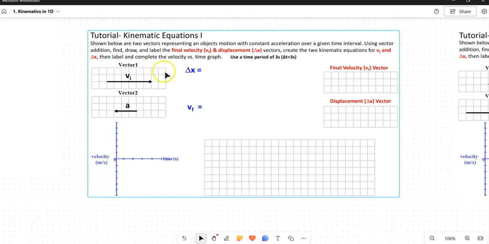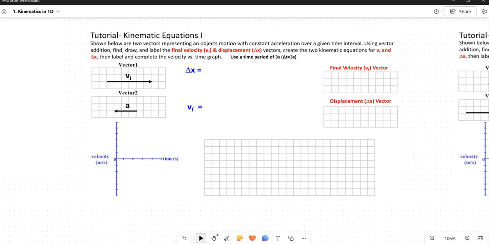You will be given two vectors. Well, actually, not all the time. Sometimes you'll be given two vectors, sometimes you'll be given an equation, and sometimes you'll be given a velocity versus time graph. Whatever you're given, you're supposed to figure out the other stuff from that.